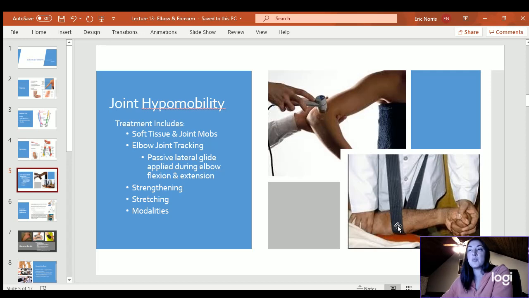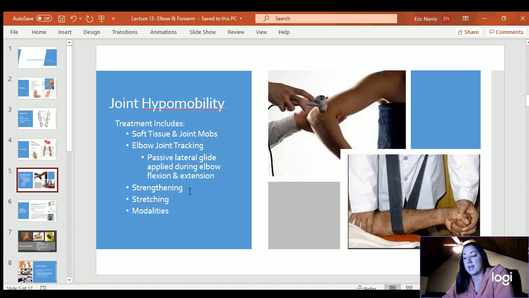That can help with your elbow joint tracking. And then with hypomobility, eventually, once you get the mobility back, you can do some strengthening in order to kind of stabilize the area, and then some stretching. Of course, with any type of decreased mobility, we want to stretch the area out to increase that mobility.